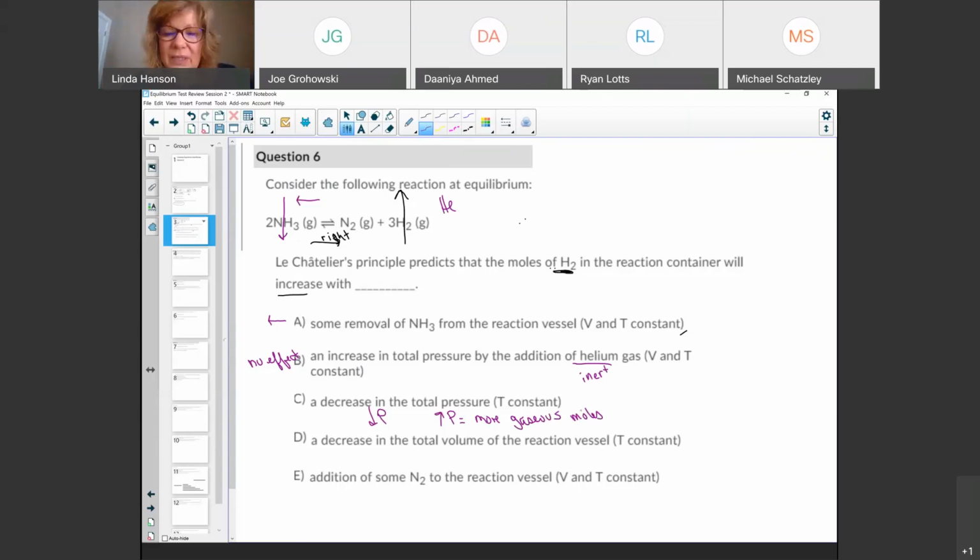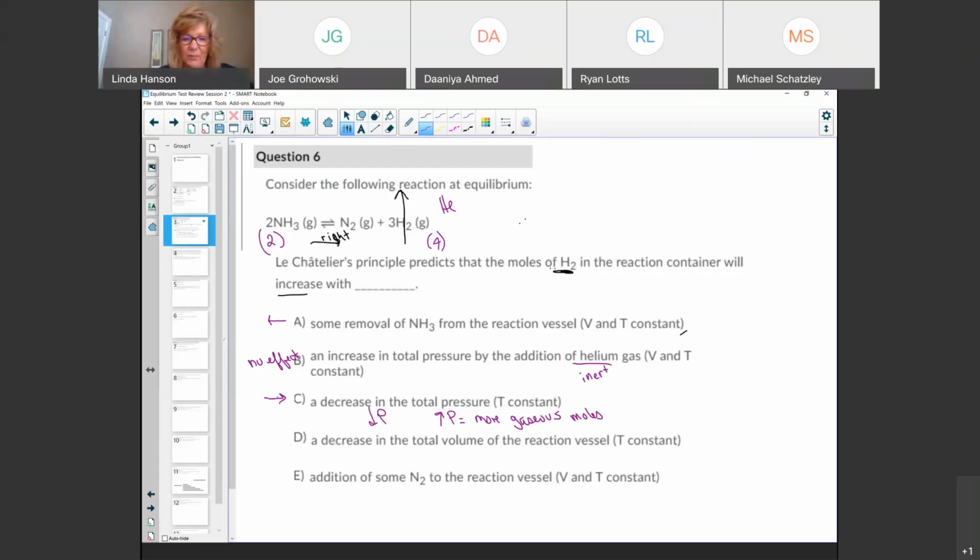And so when I go up to this equilibrium, I notice here on the left side, I have a total of 2 gaseous moles. And on the right side, there's a total of 4 gaseous moles. The side with more gaseous moles would be favored because the number of collisions increases with more and more molecules. I think I like letter C.